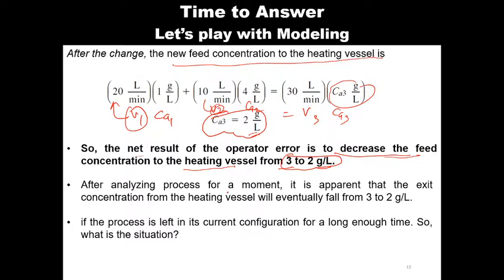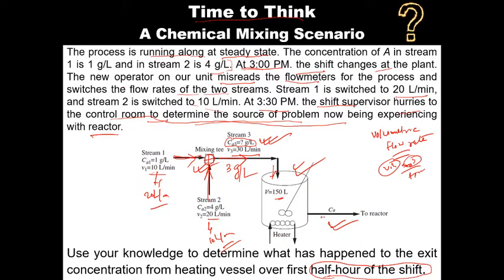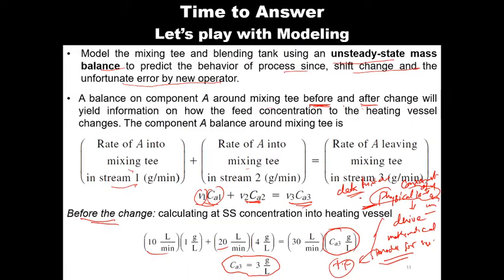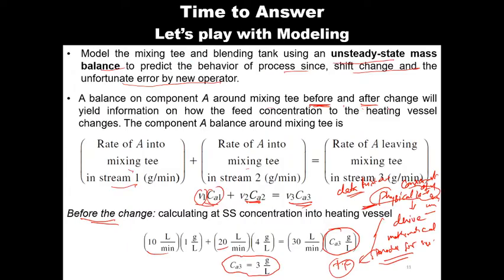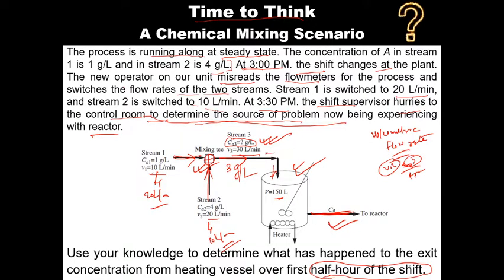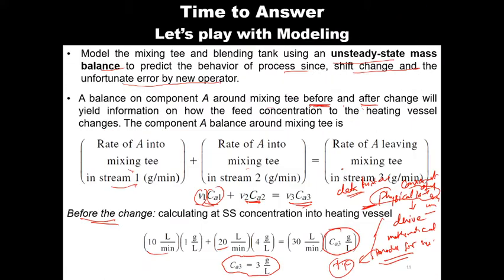तो after analyzing the process for a moment, it is apparent that the exit concentration, अब हमें चेक करना है कि एग्जिट कंसंट्रेशन जो है वो कैसे चेंज हो रहा है. यहाँ पर एग्जिट कंसंट्रेशन कैसे चेंज होगा. Okay, we will see. But the input is changing from 3 to 2 gram per liter. This is the C. Yes or no? Yes, sir.